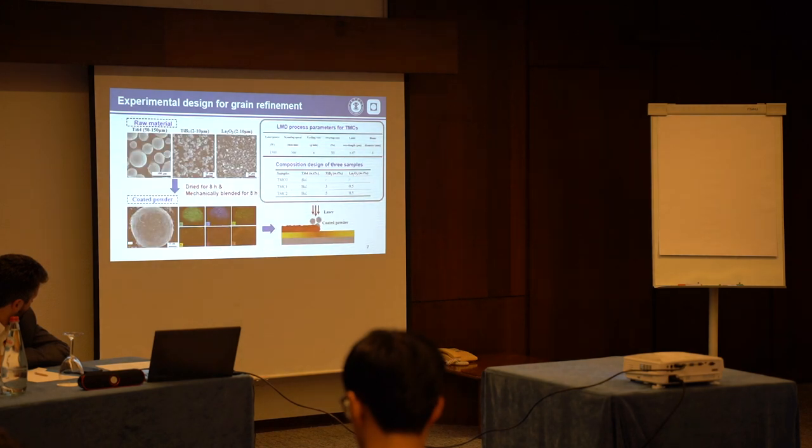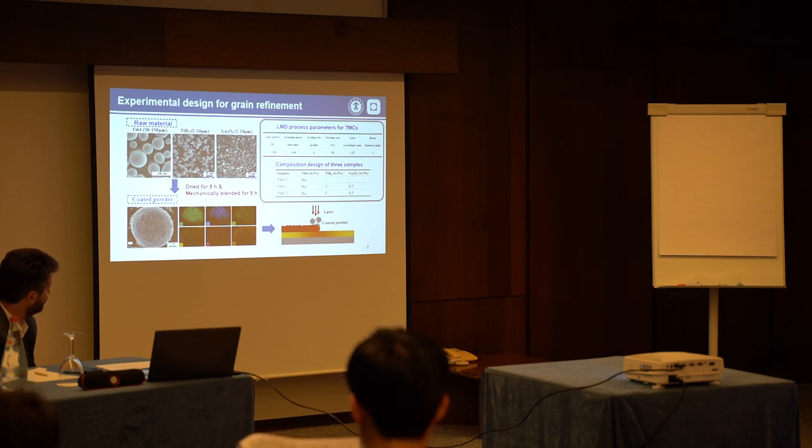And the next experiment design for the refinement is the addition of the reinforcement. These are the raw materials: Ti-6Al-4V, titanium diboride and lanthanum oxide. The diameter of the Ti-6Al-4V is much bigger than that of the two reinforcements. All three powders were dried for 8 hours and mechanically blended for 8 hours. And the SEM shows the powder is uniformly enclosed by the reinforcement. And the coated powders were injected and melted in the pool. For the TMCs, the compositions and designs are listed in these two tables.